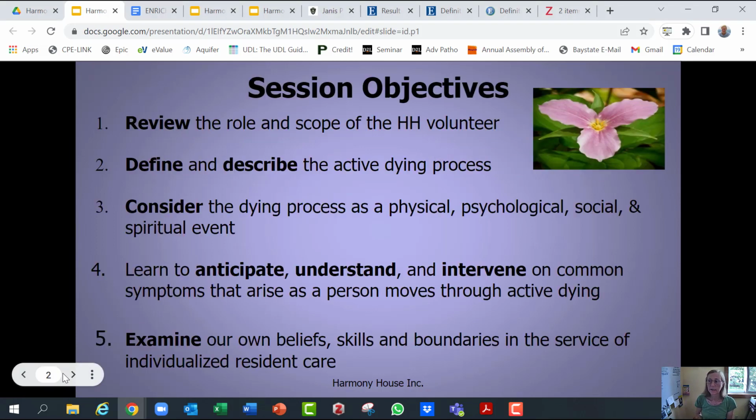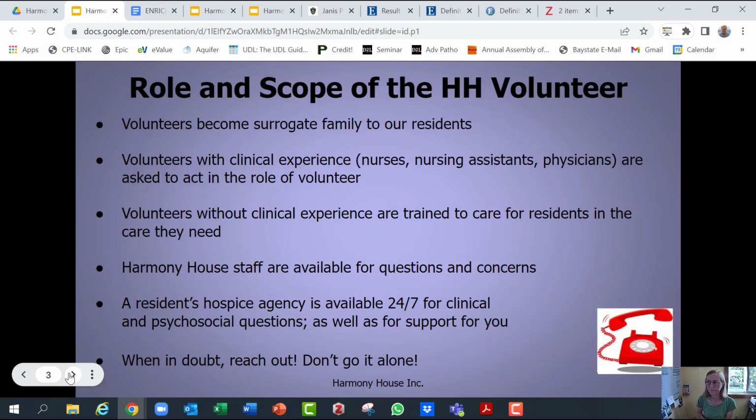Our objectives for today are to, first and foremost, review the scope and role of the Harmony House volunteer. Second, to define and describe the active dying process. Third, to consider the dying process as multidimensional, including aspects of physical, psychological, social, and spiritual conditions, as well as fourth, to anticipate, understand, and intervene on common symptoms that arise as a person moves through active dying, and lastly, to examine our own beliefs, skills, and boundaries in the service of individualized resident care.